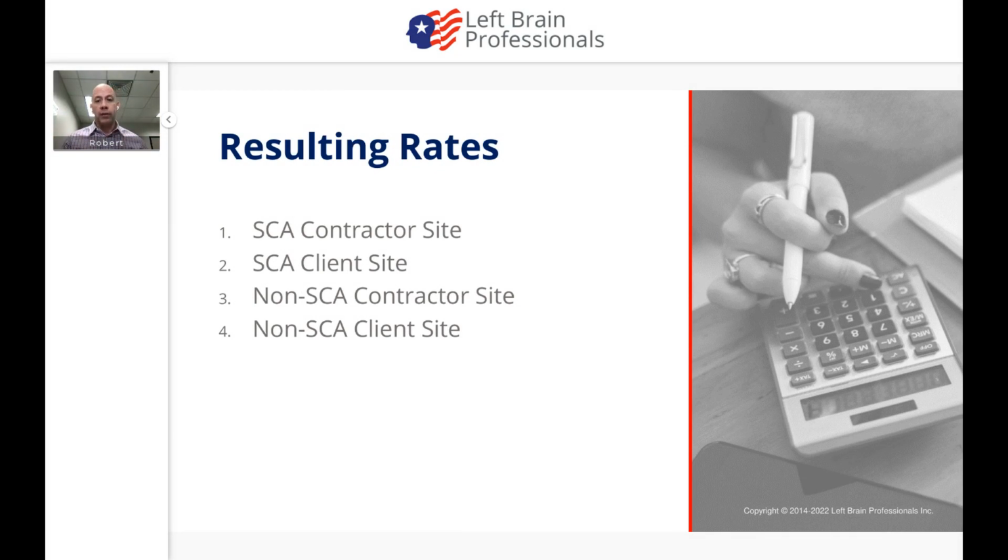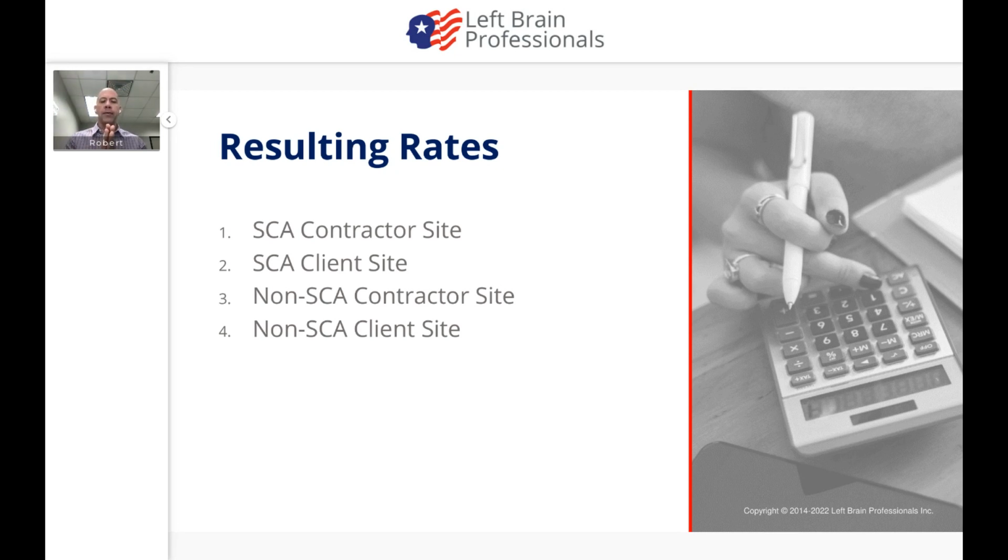When you do all of this and you do it correctly, you should end up with 4 rates. So you end up with an SCA contractor site and an SCA client site rate, right? Because you could do SCA work at your facility. It's not required that you do it at a client site. And then likewise, you could have a non-SCA contractor site and a non-SCA client site.